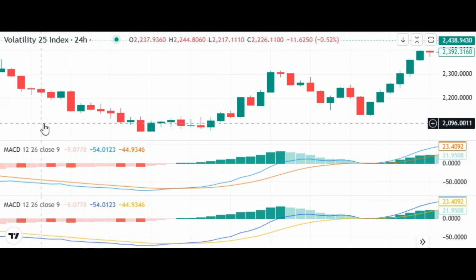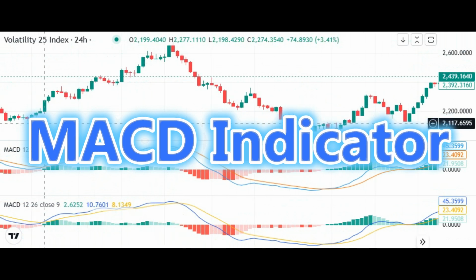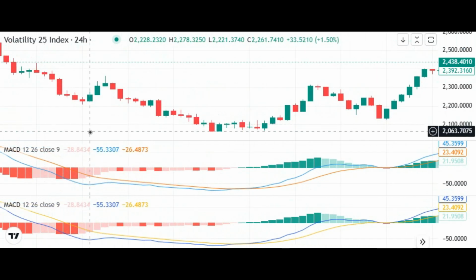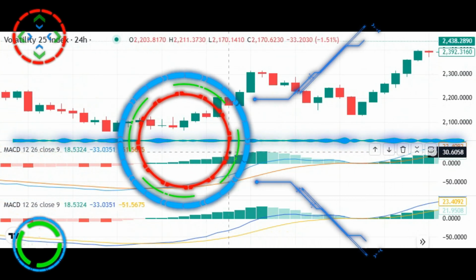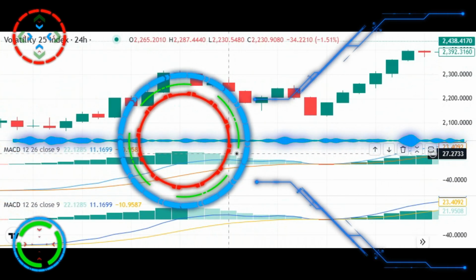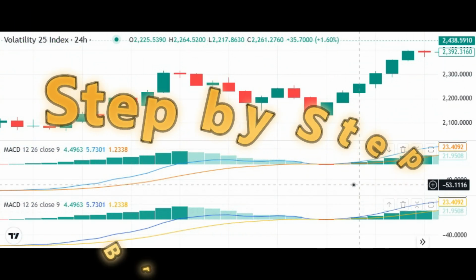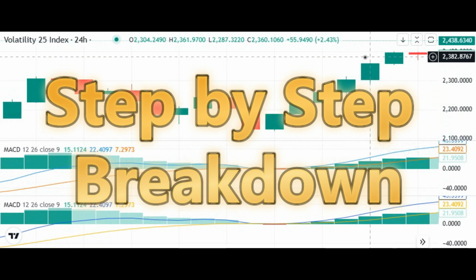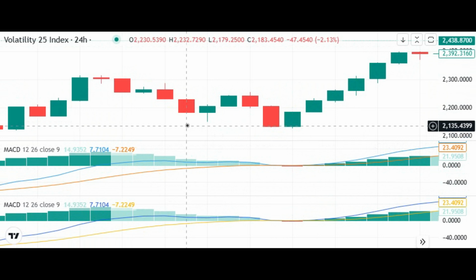Hey traders, welcome back. Today, we're going to dive deep into the MACD indicator, one of the most powerful and widely used tools in technical analysis. Whether you're a beginner or a seasoned trader, there are advanced techniques and nuances within the MACD that can drastically improve your trading decisions. I'll break it down step by step, from understanding how it works to implementing advanced trading strategies and making sure you're avoiding common mistakes.